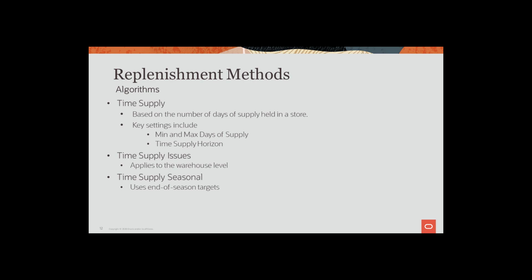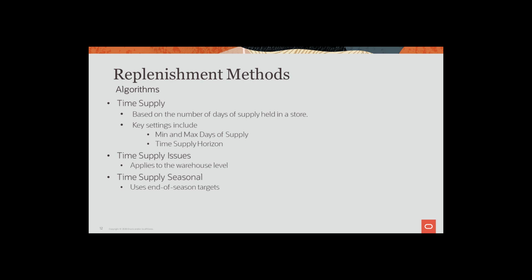Time supply is a forecast-based algorithm, which is based on the number of days of supply held in a store. The key settings for this algorithm include min and max days of supply, which are used to calculate the minimal and maximal stock levels when generating recommended order quantities, and the time supply horizon, which is the number of days over which forecast sales should be averaged. When the system uses its time supply horizon, it is asking how much of the forecast are we going to look at to come up with our new recommended order quantities. This is used to determine a new minimum and maximum.